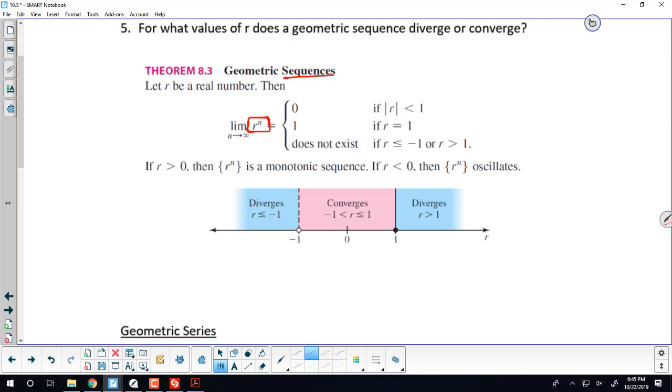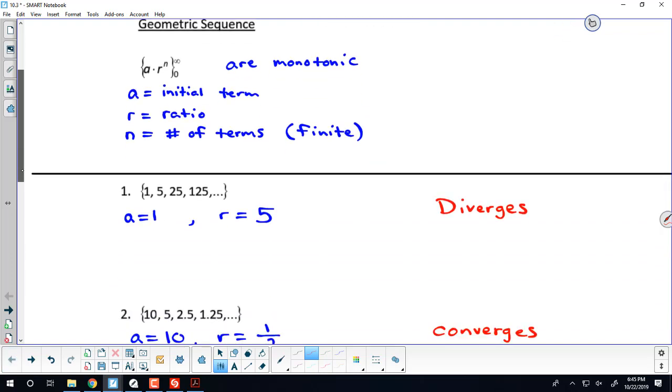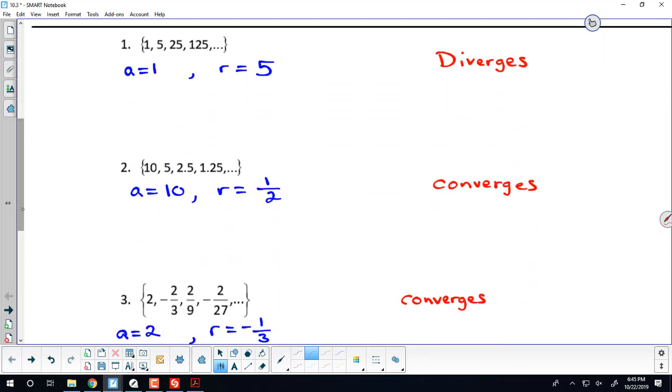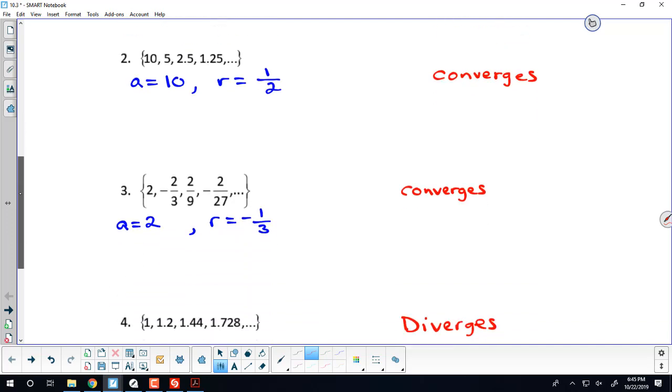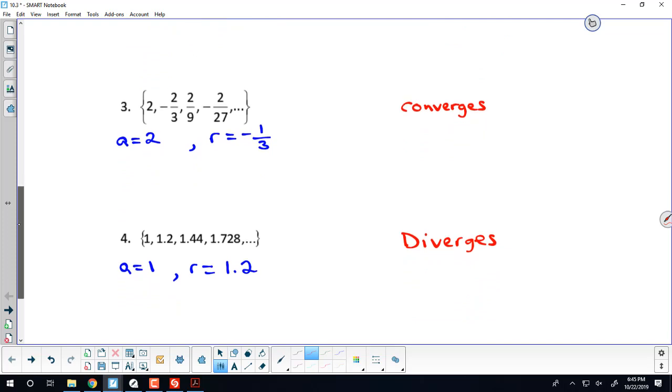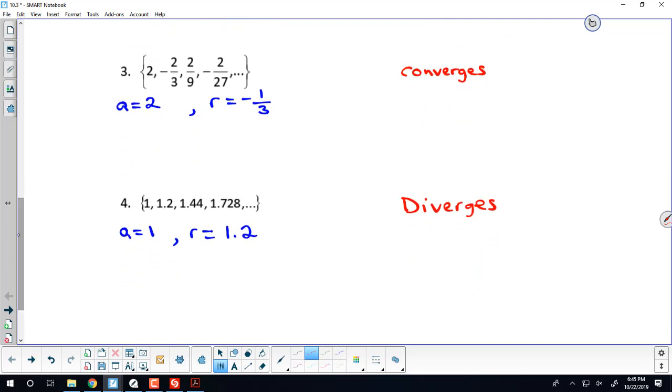So if we go back to each one of these examples, then we can be totally sure, based on that theorem. Our ratio here, larger than 1, diverges for 5. Converges for a half, converges for negative 1/3, and diverges for 1.2 because it's larger than 1.